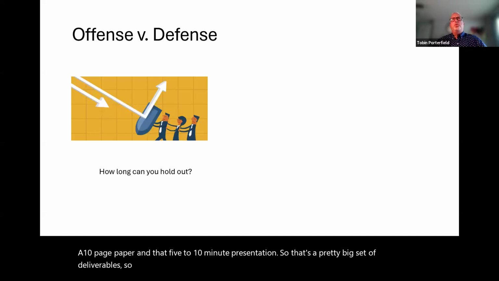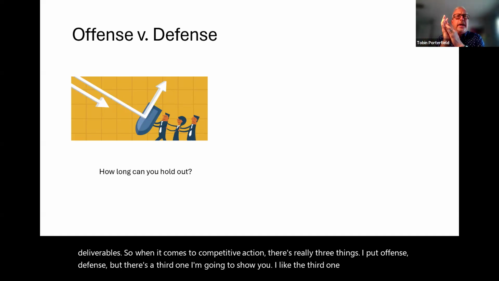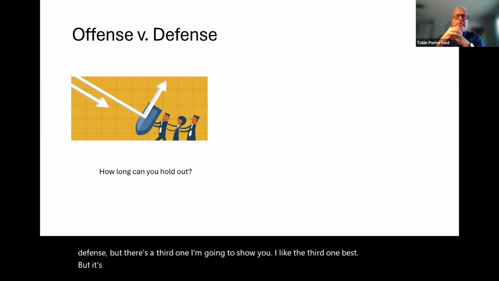When it comes to competitive action, there are really three things. I put offense, defense, but there's a third one I'm going to show you. I like the third one best. But it's really first a foundational question of offense or defense.